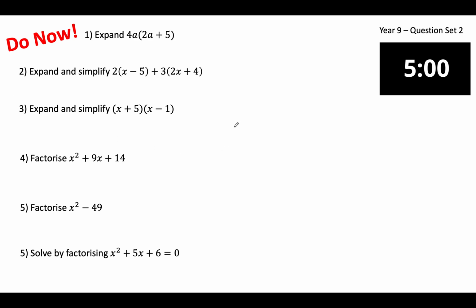Right then, so here is your do now for today. There are some algebra questions. These are all things we have done before, either at the start of this year or last year maybe. I want you to expand and simplify those ones up there. Factorize this one. 3 and 4 are kind of opposites of each other in a way.